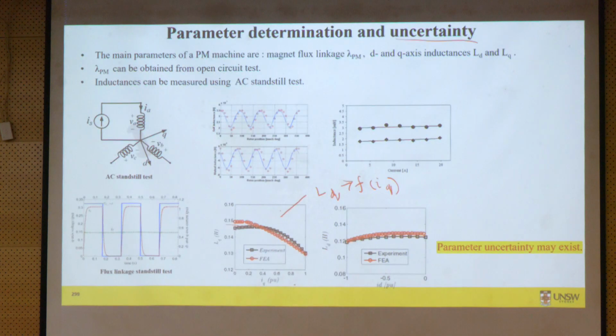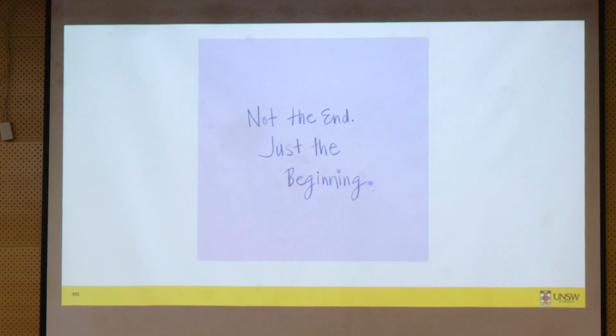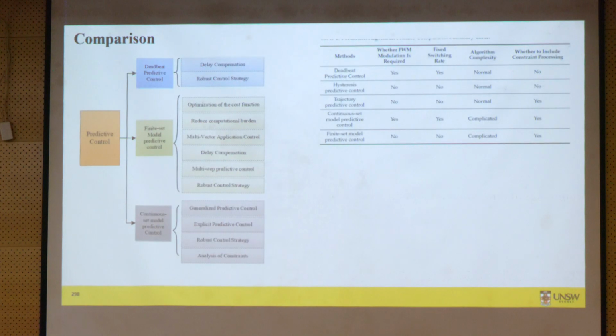So my last comment is that for model predictive control, you can see there are many different types. I will probably provide you with this reference. It's a very nice reference coming out recently. So predictive control can be classified into these three different categories. One is the deadbeat predictive type.